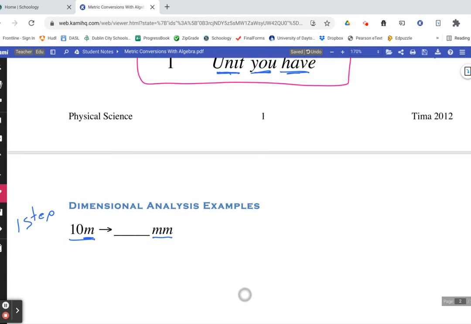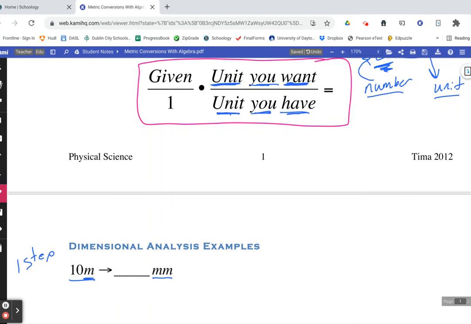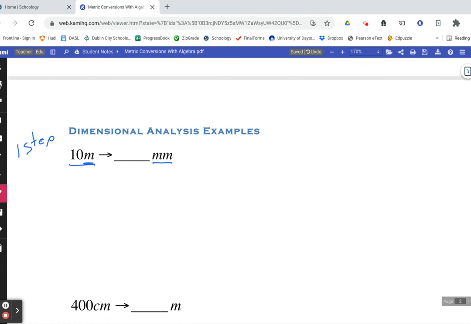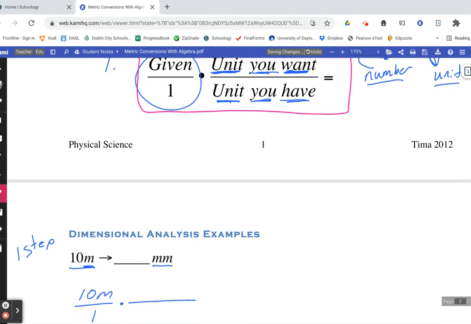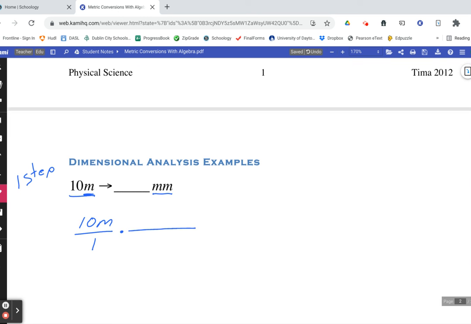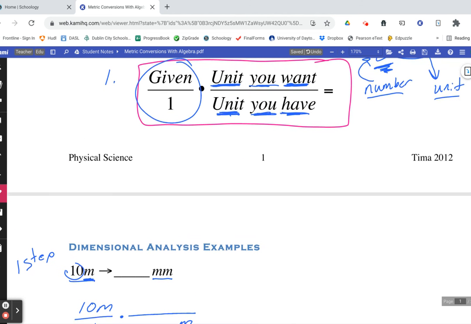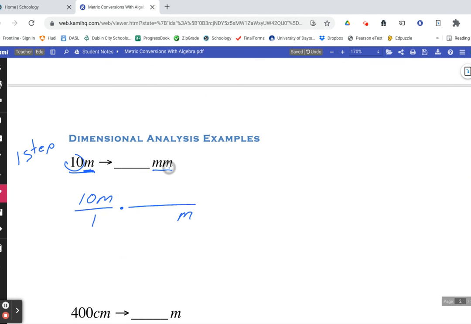But here you go. If we look up here at our formula real quick, it says, what are we doing first? The first thing we're doing is taking our given and putting it over 1. So literally, don't just put a number 1 here. You literally have to write 10 meters over 1 and draw a fraction bar. Now, the unit that you have goes on the bottom. Now, notice it said unit. What is the unit? Is 10 the unit? No, the meter is the unit. So we're going to put the meter at the bottom. The unit that I want goes on top. Well, in this case, I could go anywhere I want, but I want to go to millimeters.